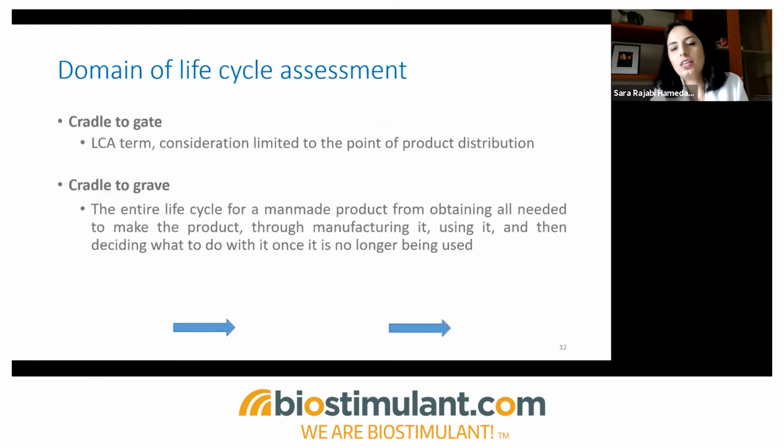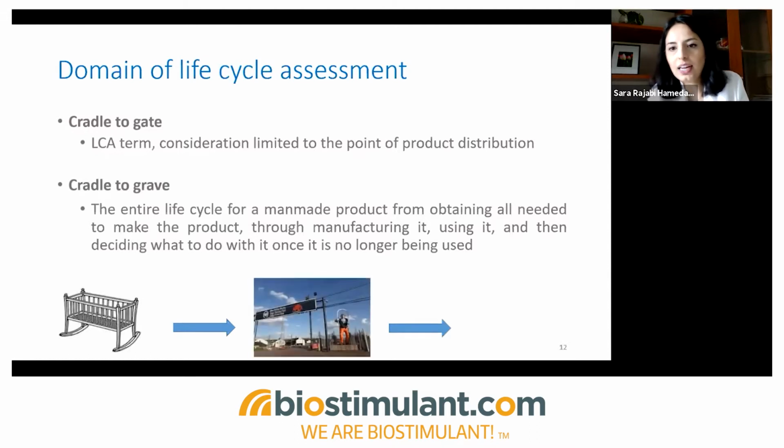All LCA studies are categorized by the scope of these studies. And they have 2 main scopes. Some life cycles may focus on the process of making the product up to the point of leaving the factory and have a cradle-to-gate view, where the word gate refers to the factory gate.